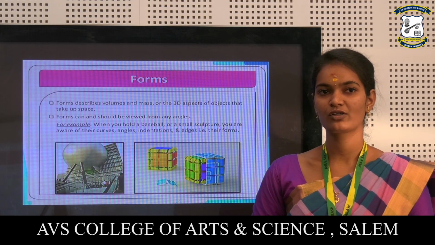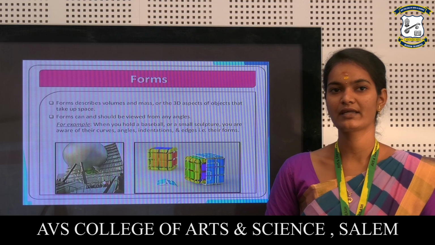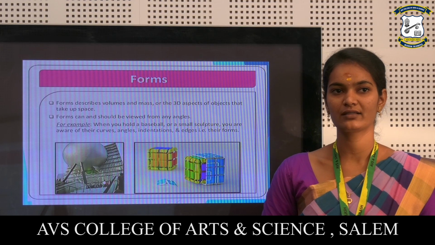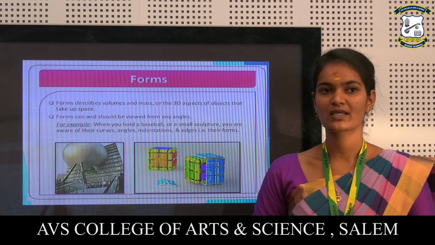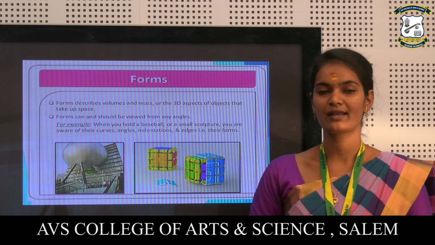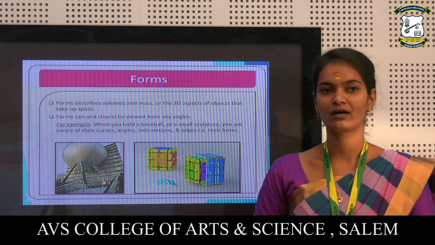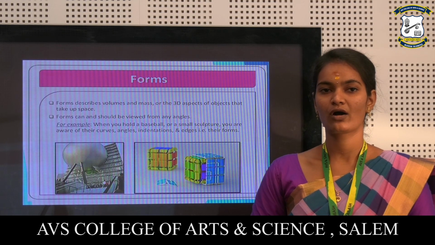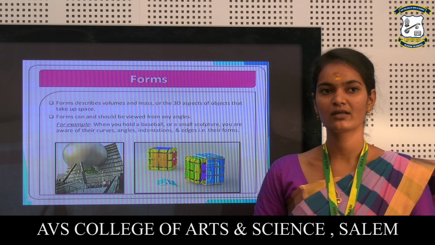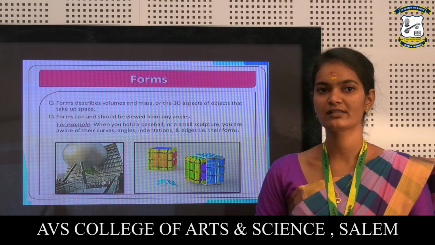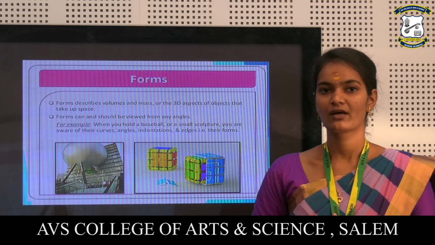Forms describe volumes and mass, or the 3D aspects of subjects that take up space. Forms can and should be viewed from any angle. For example, when you hold a baseball or a small sculpture, you are aware of their curves, angles, indentations and edges.